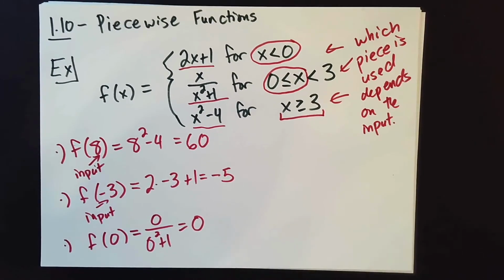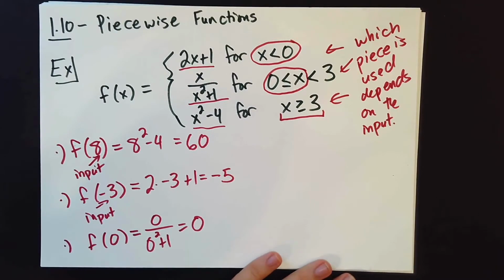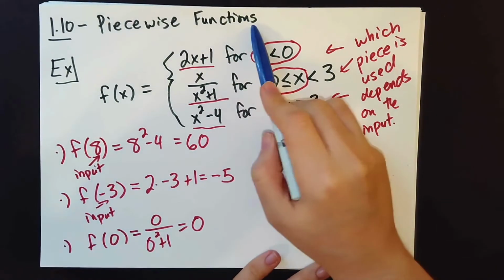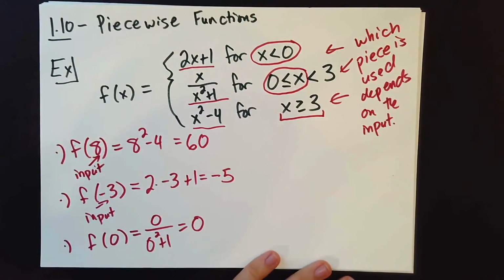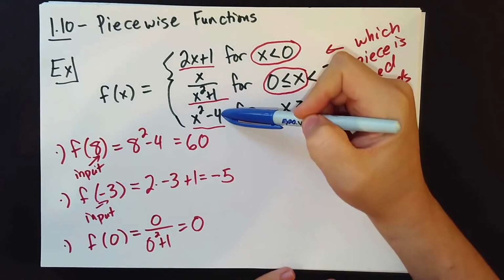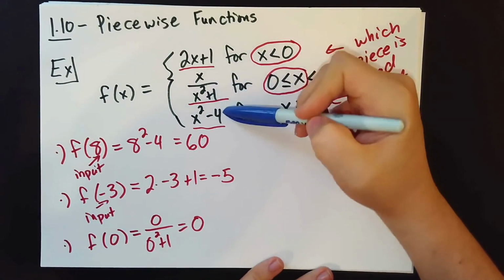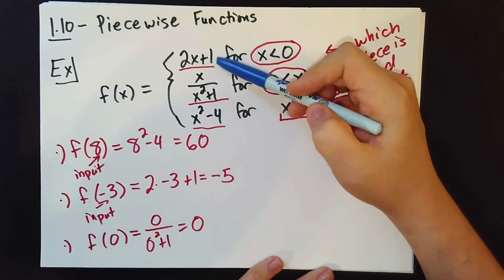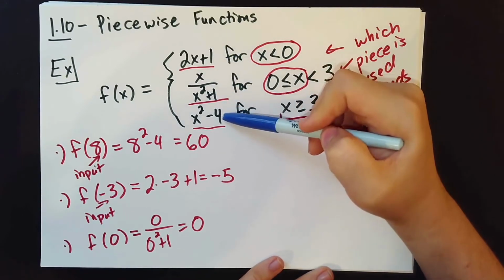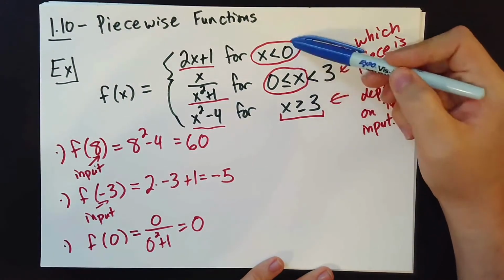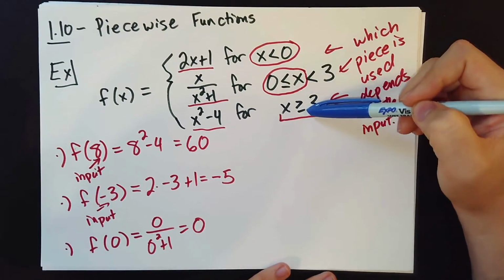Now I want to emphasize piecewise functions are still, in particular, functions, and so that means every input can only have one output. So even though there are these three options for what that output might be, only one of them can occur at a time. And again, these conditions here describe the times.